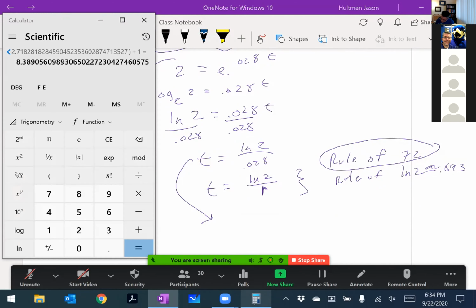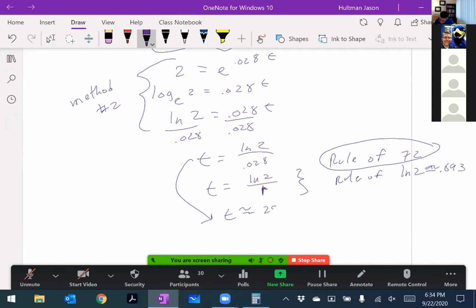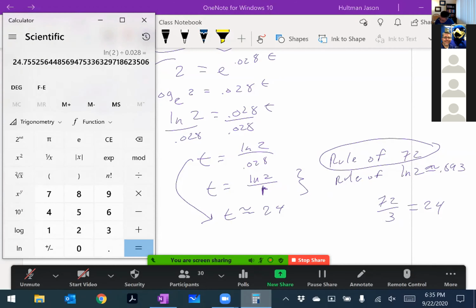Okay, and let's see what we get on our calculator. I'm going to take 2, and then hit the natural log key, and then divide that by 0.028. Boom. And it's about 24 years, which makes sense. If you think about the rule of 72, 72 divided by 3 is 24. So 3.28 is pretty close to 3, and 0.69 is pretty close to 72. So it's not too far off.